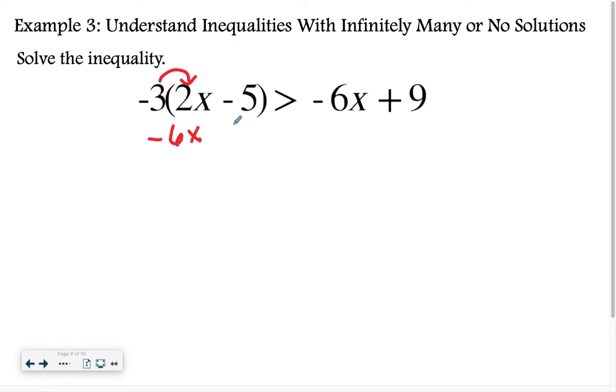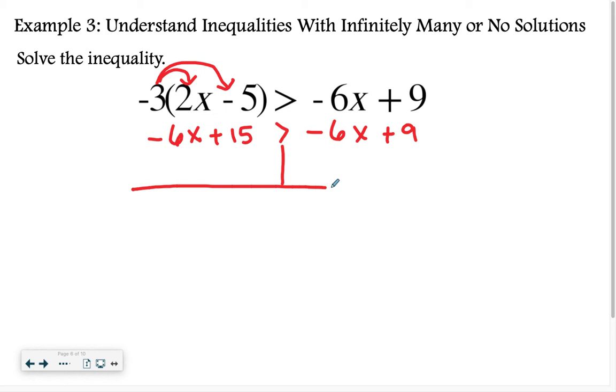So I'm going to start this problem by distributing a negative 3. So negative 3 times 2 is 6, and then I have an x. Negative 3 times a negative 5 is positive 15. And then I have negative 6x plus 9 on the other side. I always want to get my variables together on one side, so I'm going to add 6x to both sides.